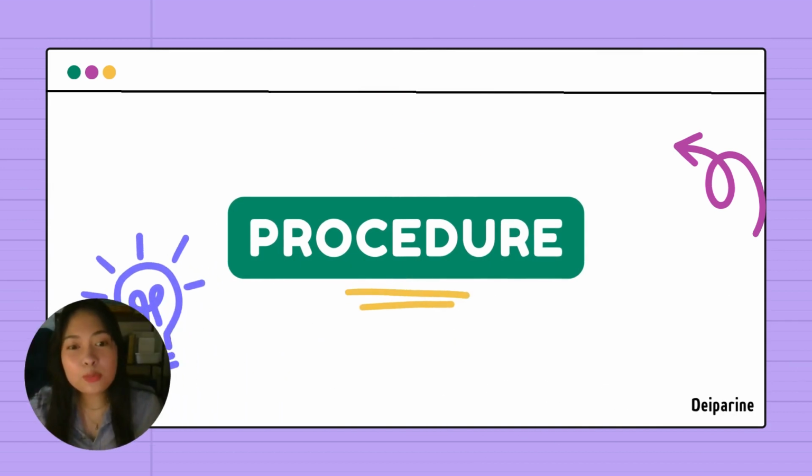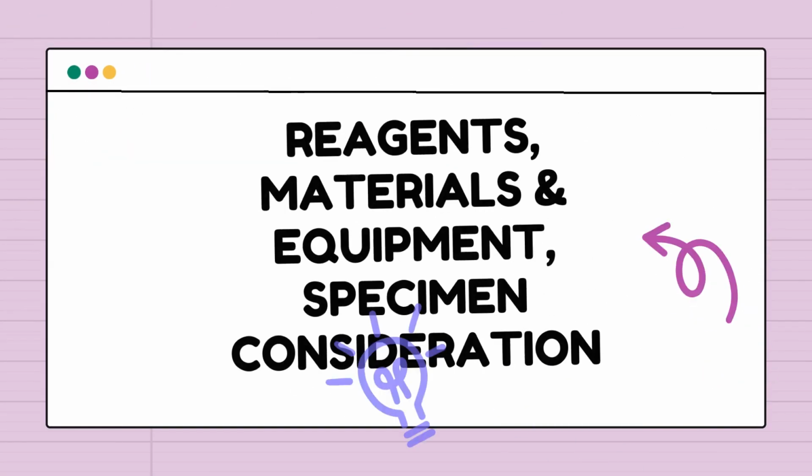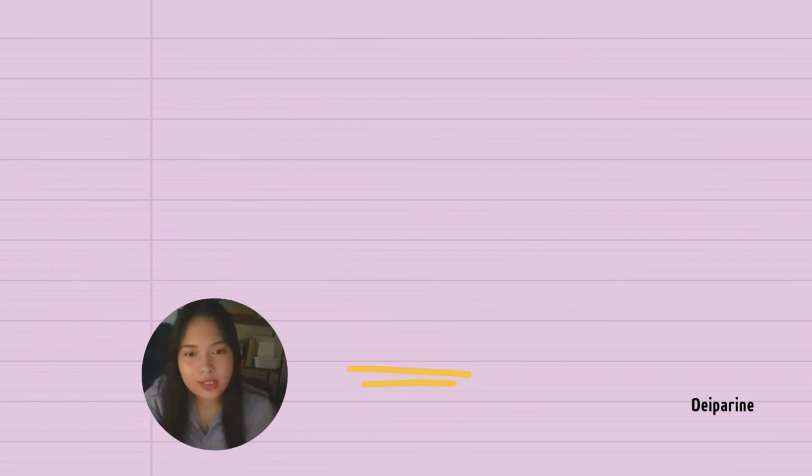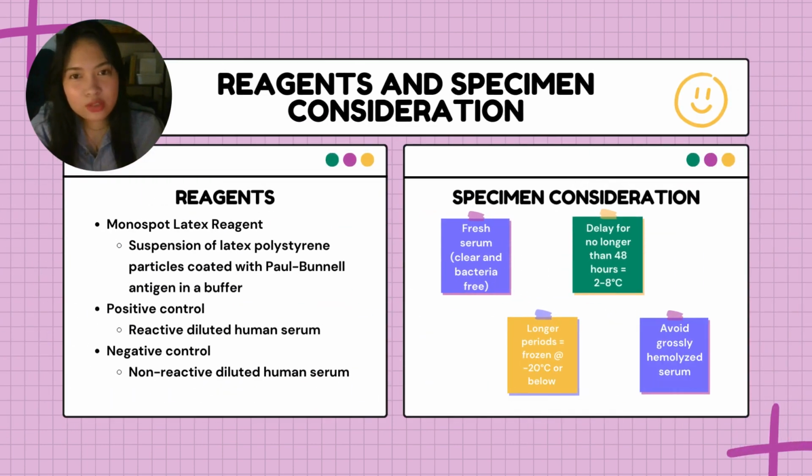Now, let us proceed with the procedure. Beginning first with the reagents, materials, and equipment, as well as the specimen consideration. So, next slide. We have here the reagents and the specimen consideration.